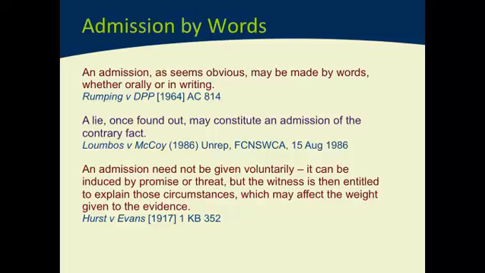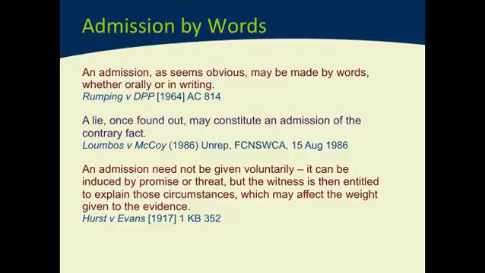The next aspect of admissions by words is that they need not be given voluntarily. An admission can be induced by a promise or by a threat in civil cases. However, if an admission is induced by a promise or a threat, the witness is then entitled to explain those circumstances, and that may affect the weight which is given to the evidence.